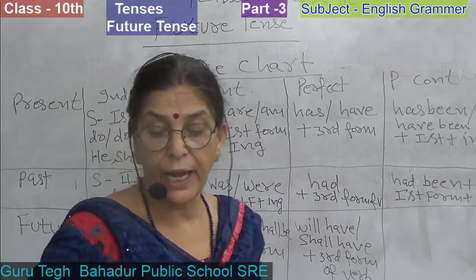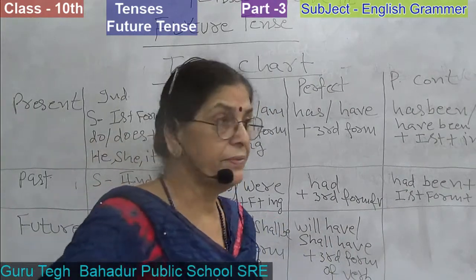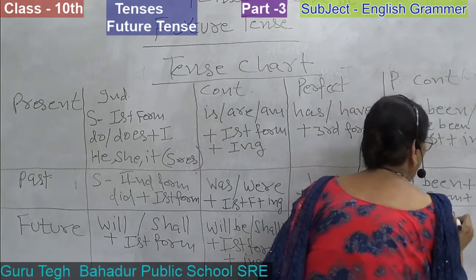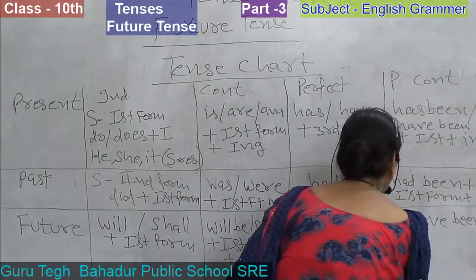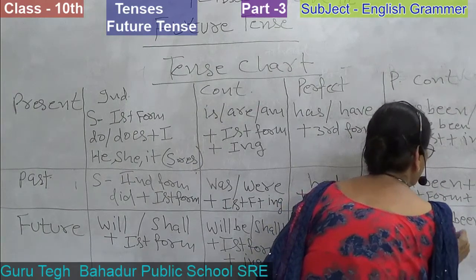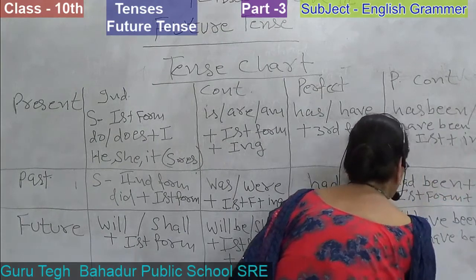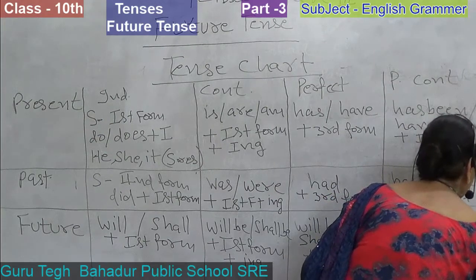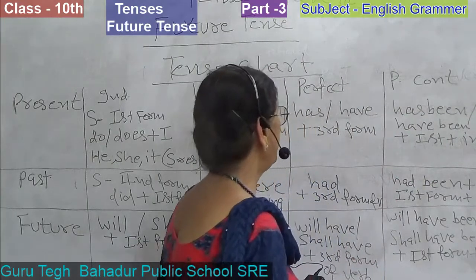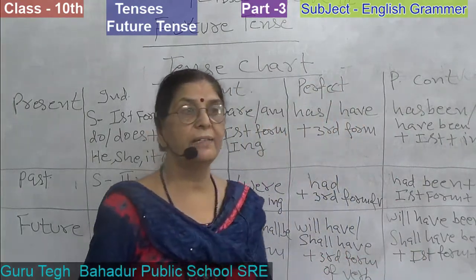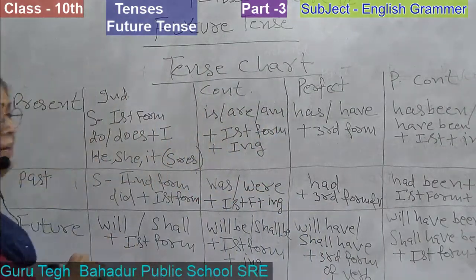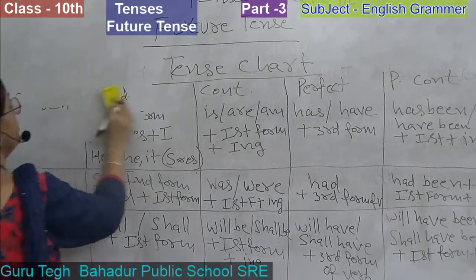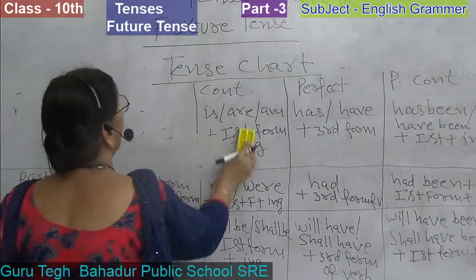Then we come to the future perfect continuous tense. Here the helping verbs are will have been, shall have been plus first form plus ing. I shall have been going there since morning. So this was the tense chart in a nutshell. Learn where we have to use which form and which helping verb.